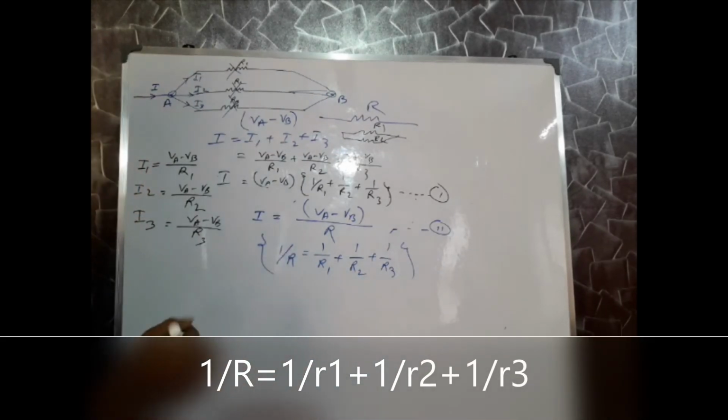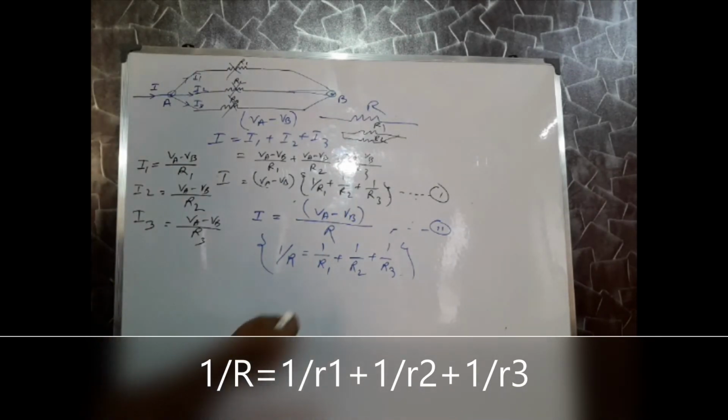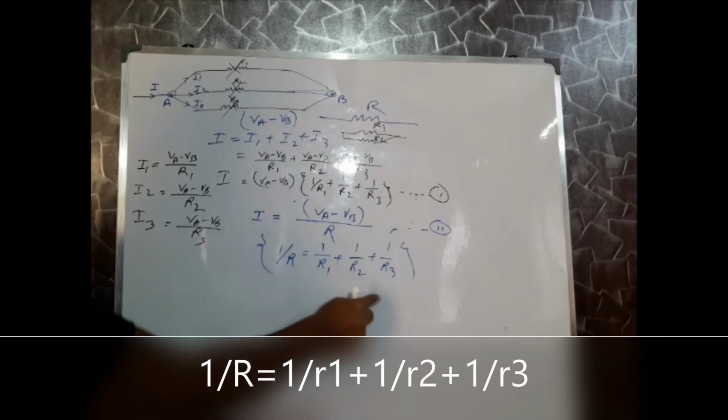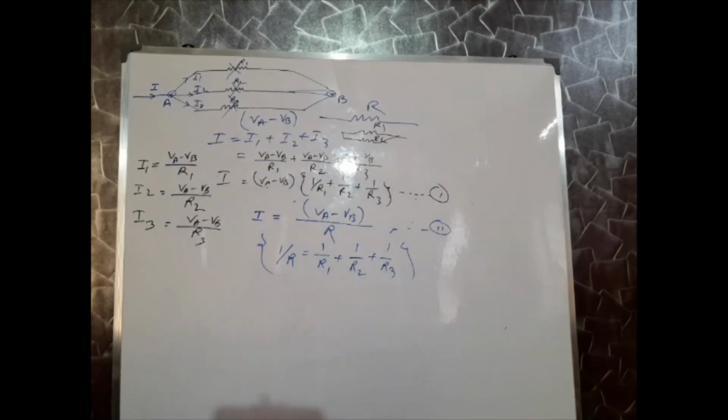That means the reciprocal of the equivalent resistance is equal to the summation of the reciprocals of the resistors which are connected, right? So the reciprocal of the equivalent resistance of the resistances connected in parallel is equal to the sum of the reciprocals of those resistances. Understand?